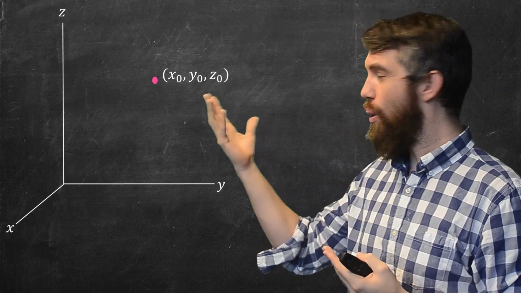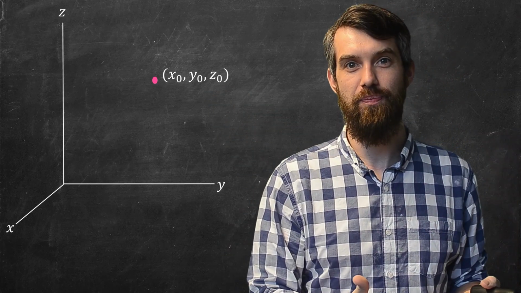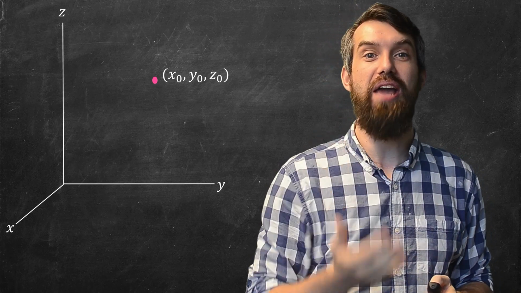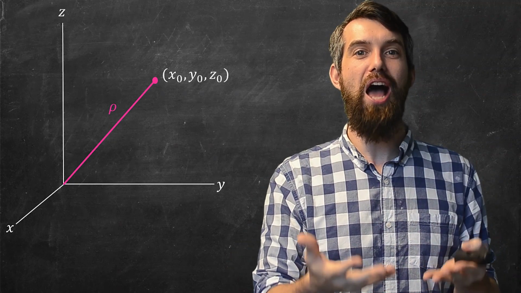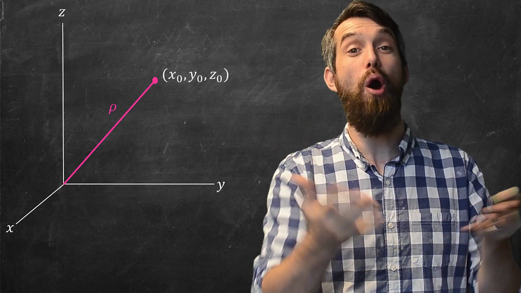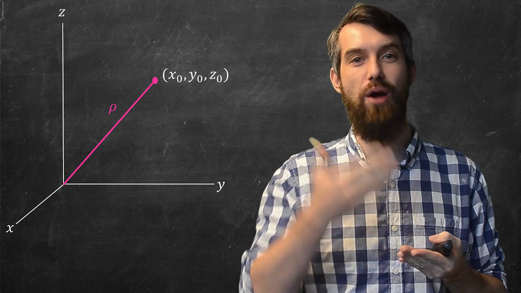Consider some point x0, y0, z0 in regular old Cartesian coordinates. Well, one thing I can do is write the line that goes from the origin out to this point. The length of this line I'm going to call the Greek letter rho, very similar to the r we've seen back in the day with polar coordinates. That is, it's the distance from the origin out to your point.